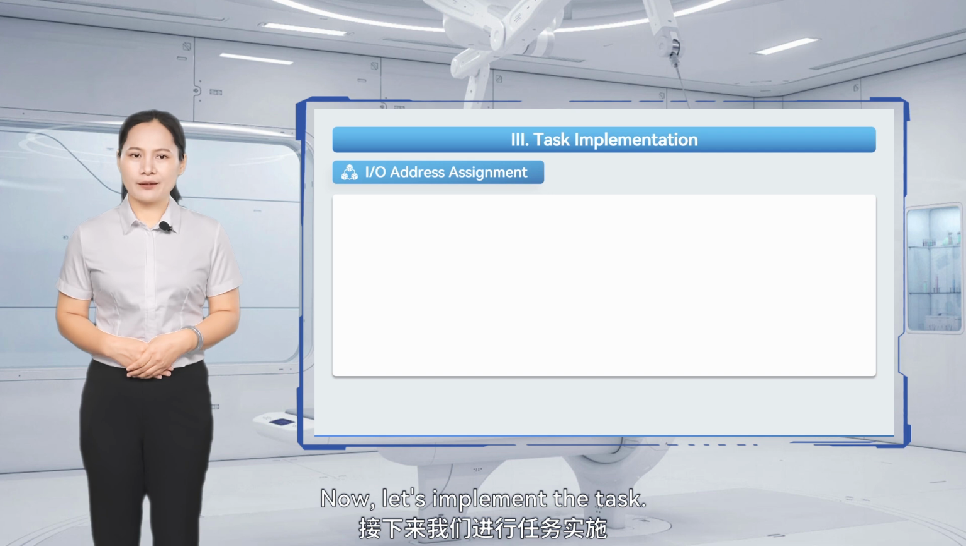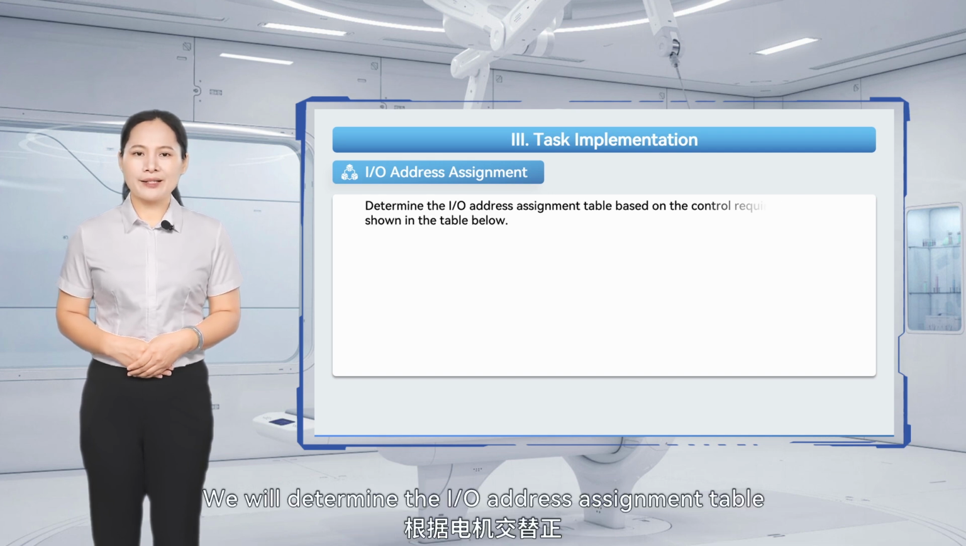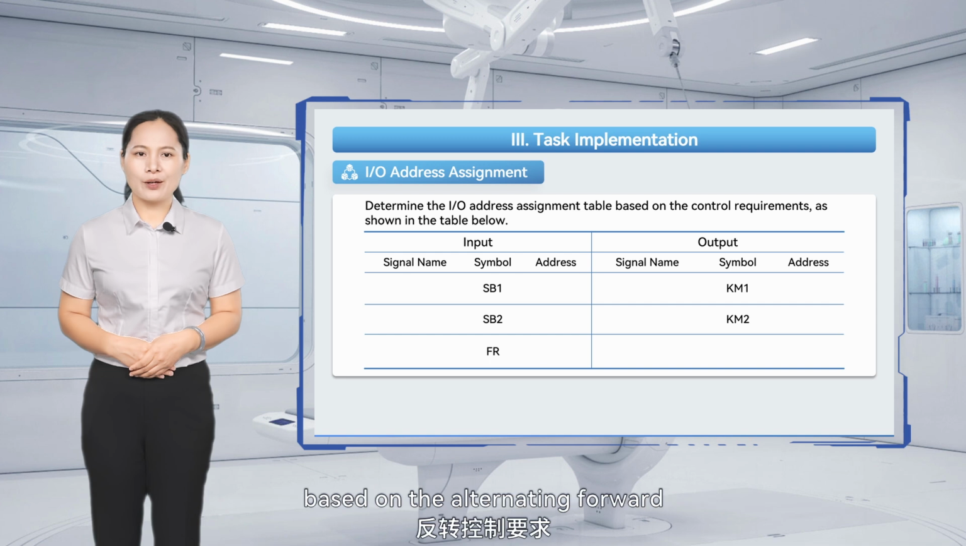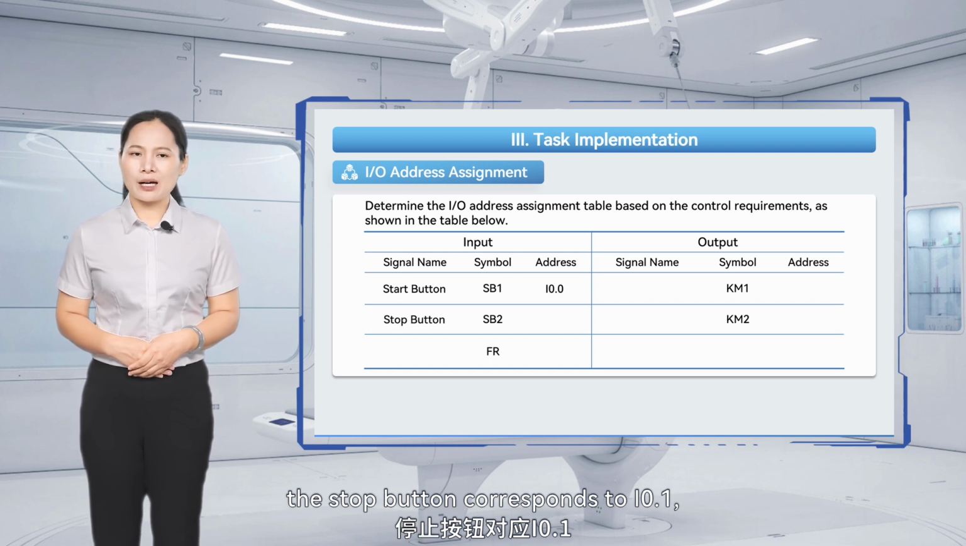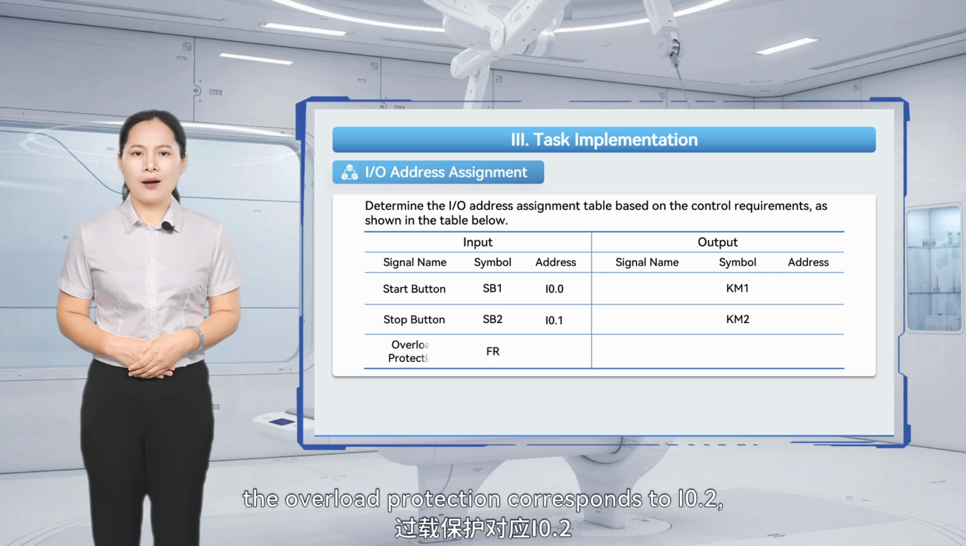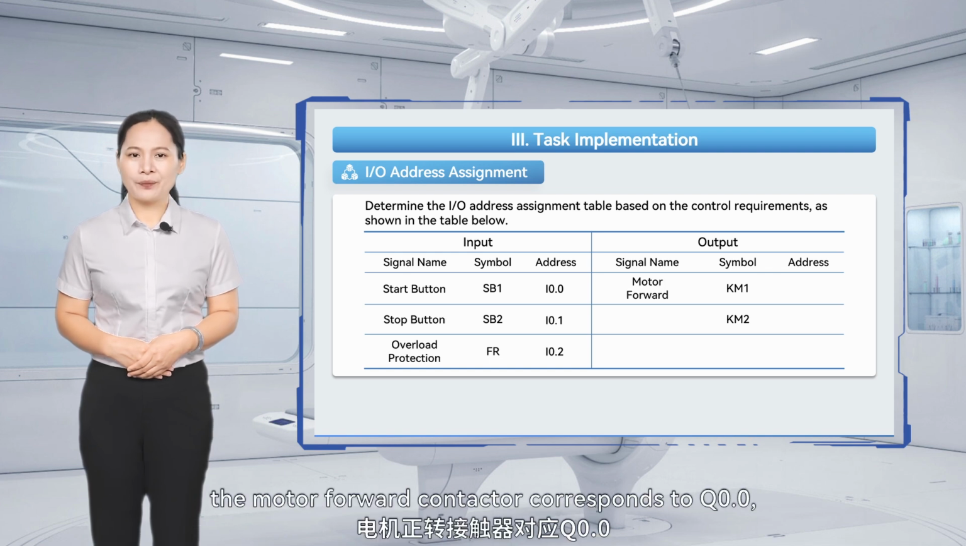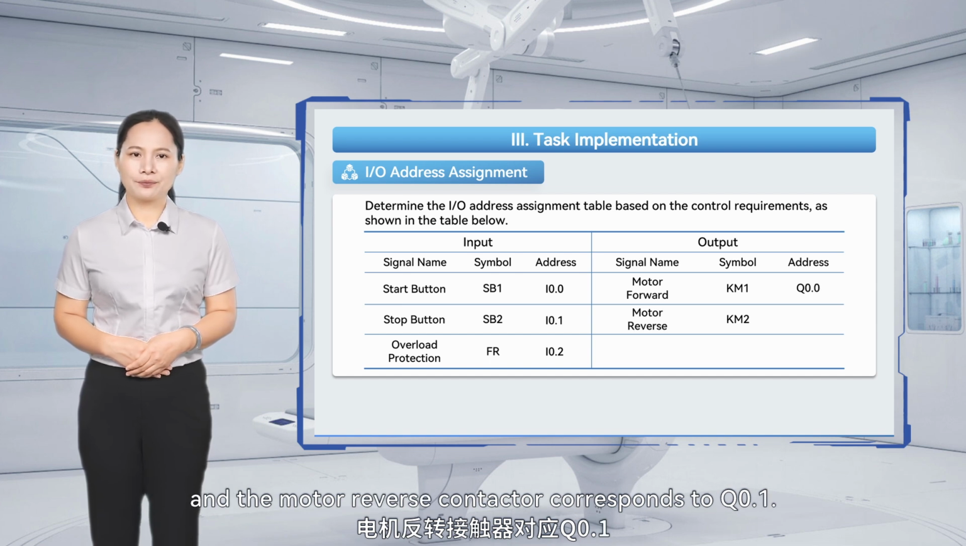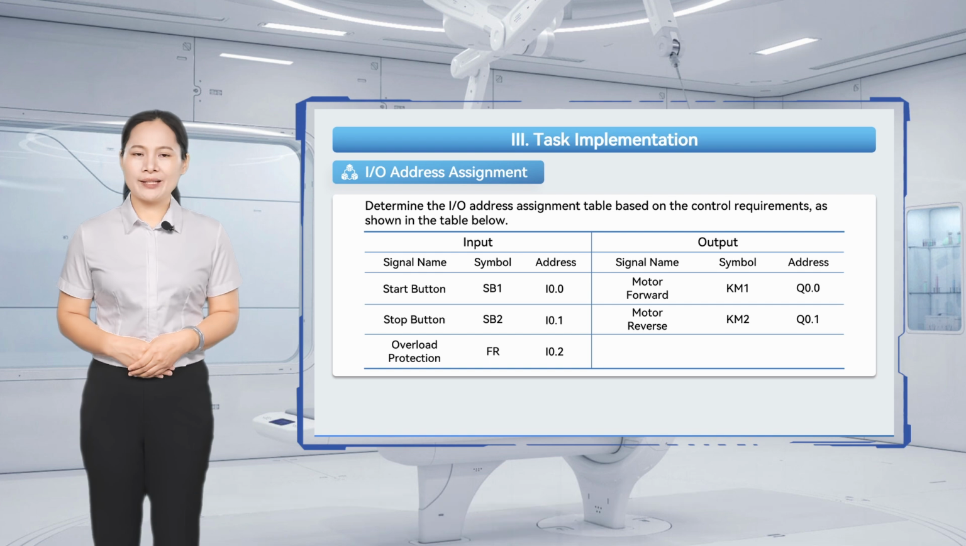Now, let's implement the task. We will determine the I/O address assignment table based on the alternating forward and reverse control requirements. The start button corresponds to I0.0, the stop button corresponds to I0.1, the overload protection corresponds to I0.2, the motor forward contactor corresponds to Q0.0, and the motor reverse contactor corresponds to Q0.1.